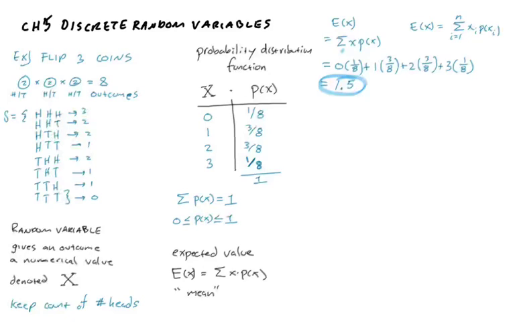Now, we can't actually get half a heads when we're talking about expected value and means. We're allowed to have decimals, even though originally our discrete values are not allowed to be decimals. But for means, this is going to be allowed.